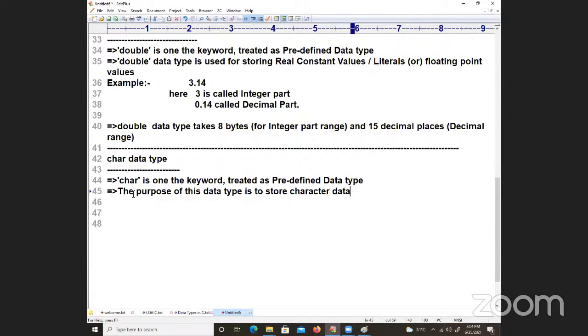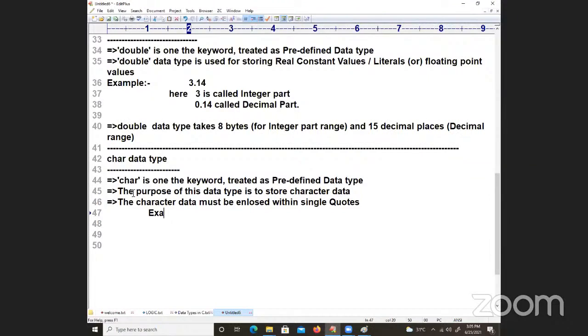Is to store which data? Character data. What is character data? Character data should be enclosed within single quotes. Now I am defining character data. How can you recognize it? The character data must be enclosed within single quotes.